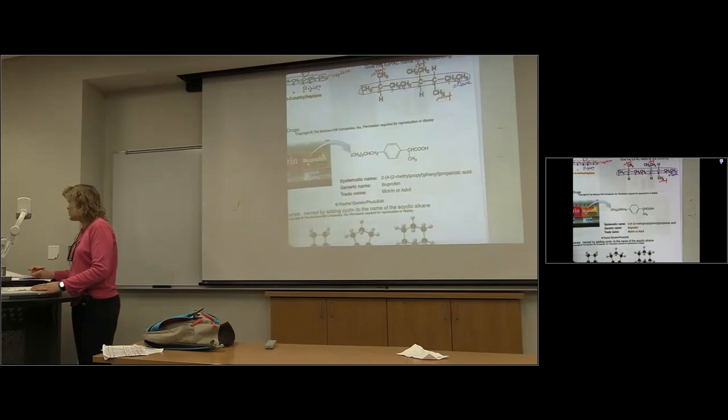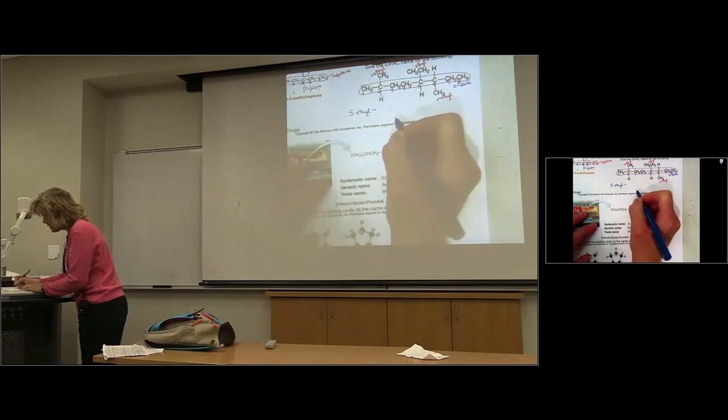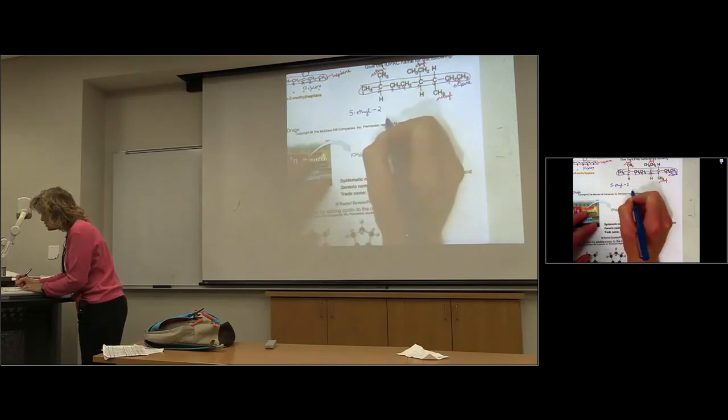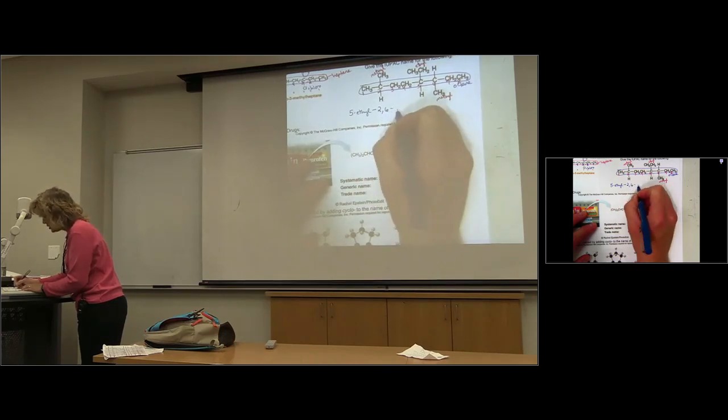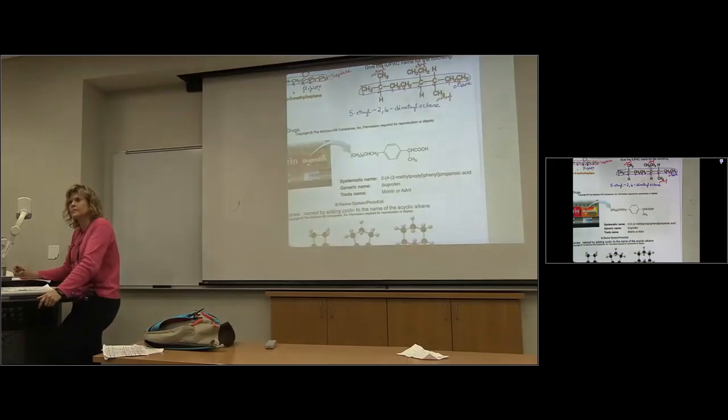Now who comes first? Ethyl. How many ethyls do we have? Only one. And what number is it? So it is 5 dash ethyl dash 2 comma 6 dash dimethyl octane. Yes or no?